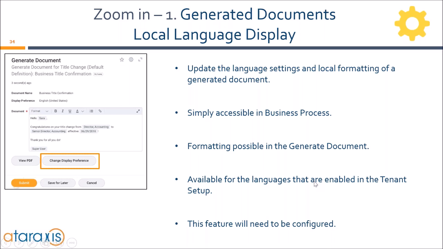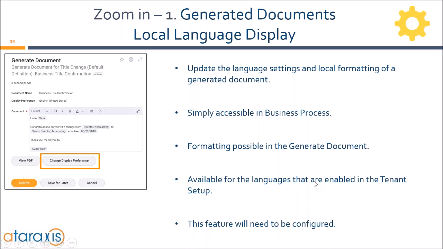It's really easy, simply accessible in the business process. It's called manage attachments. But it's in the business process, so it's simply accessible. What it actually does is simple formatting. You can see the fields, so it's easy to have the dates and position names formatted. So it's easy to format the document. Also, it's available in the language that you have enabled in your tenant setup.